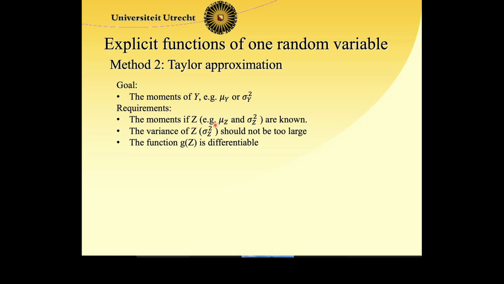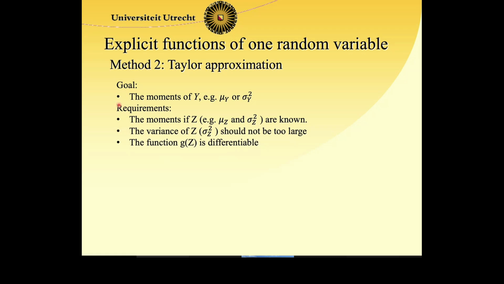So if you have a mildly uncertain input variable, in this case Z, and the variance of Z is not too large, and also the function G has to be differentiable, so it has to be smooth everywhere, it has to have a derivative, but it doesn't have to be invertible or monotonous. So it can also be, for instance, a quadratic function, or a polynomial of order 3. That doesn't matter. It only has to be differentiable, and it doesn't have to be monotonous.